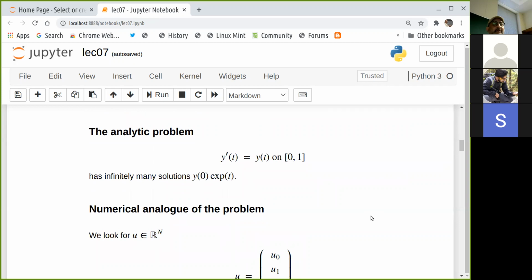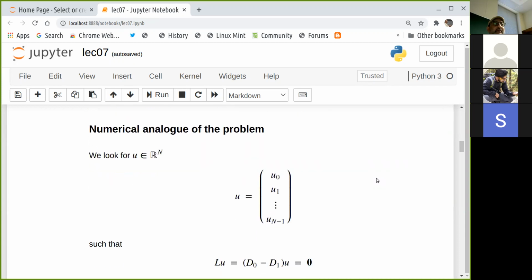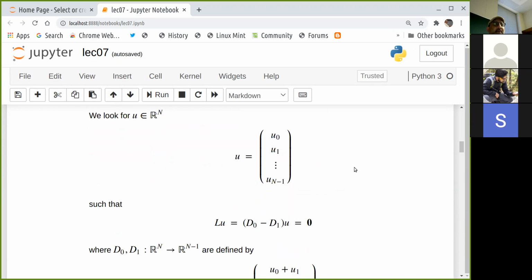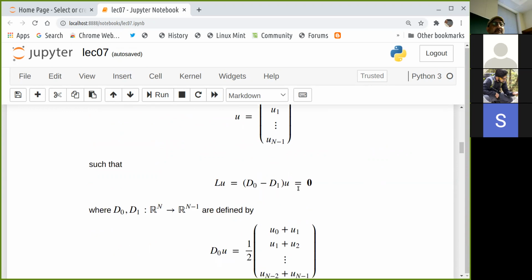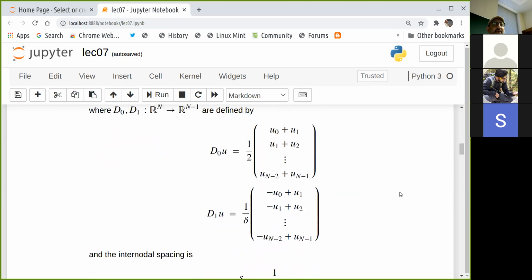To go on to review what we did before. Okay, we had an analytic problem: y prime is equal to y on the unit interval 0 to 1. This has infinitely many solutions, which would be y of 0 times exponential of t. Numerical analog of the problem: we look for a vector u, with entries u1, u2 up to un minus 1, standing for estimated values of the function at points along the unit interval. Okay, and this should be such that D0 of u minus D1 of u is equal to the 0 vector, where D0 and D1 are defined as before.